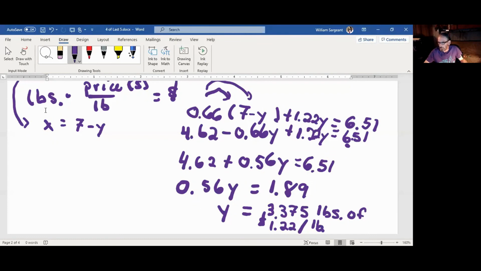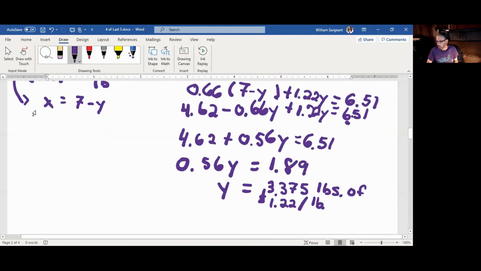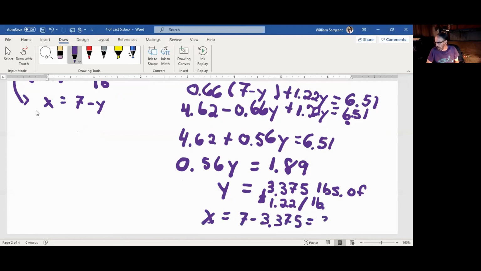Plugging that in over here to solve for x, we'd have 3.625 pounds of the 66 cents per pound candy.